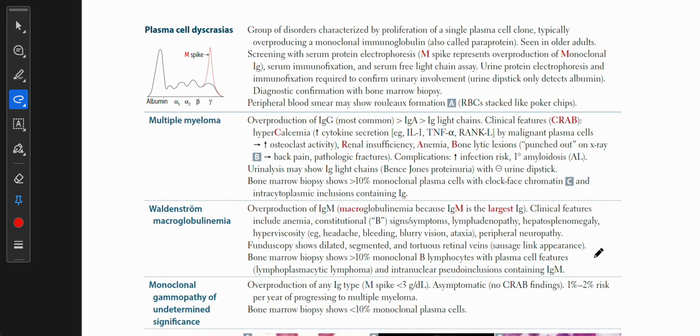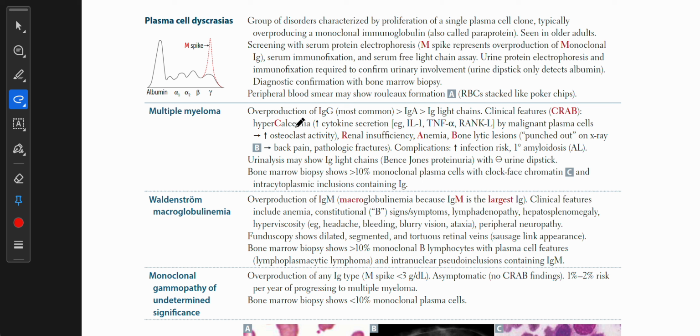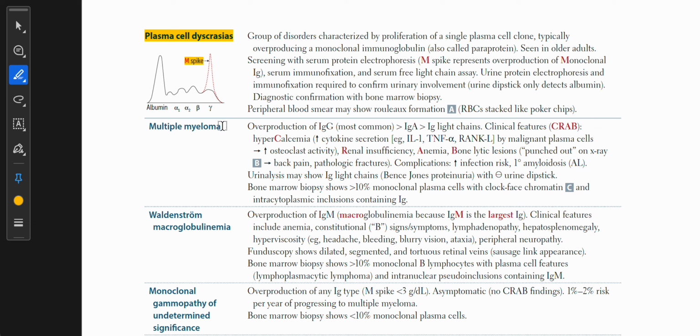So let's go into the plasma cell dyscrasias. Plasma cell dyscrasias are a group of disorders characterized by an M spike in our reaction here: albumin, alpha 1, alpha 2, beta, gamma. There is a specific name for this chart. I forgot that. So electrophoresis, exactly. Yes, electrophoresis. There is an M spike in electrophoresis during plasma cell dyscrasia. Let's see what it is.